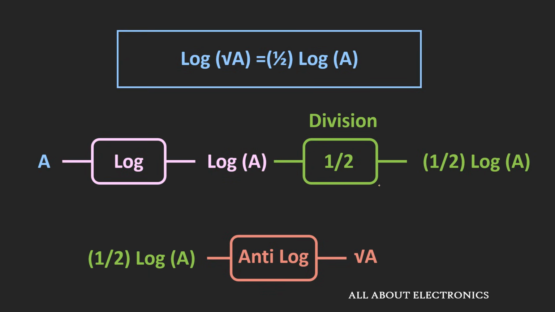Similarly, let us assume that we are passing the output of the logarithmic amplifier through some division circuit which divides the output of this logarithmic amplifier by a factor of 1 by 2. And then if we pass this signal through the anti-log amplifier, then we can find the square root of the original signal. Now this division circuit can be as simple as the voltage divider circuit, and just by changing the division factor we can find the cube root or the nth root of the original signal. So this type of circuit is very useful in finding the RMS value of the signal.